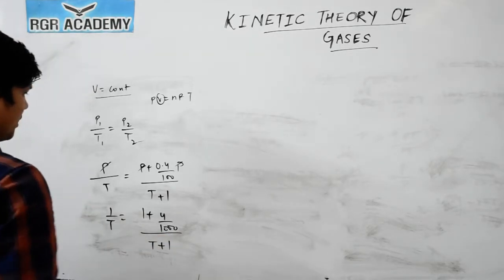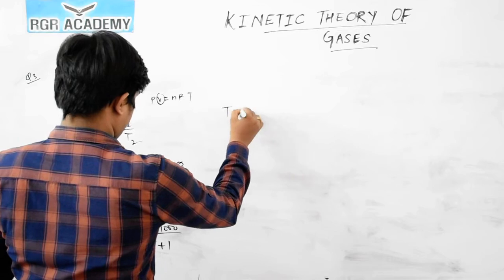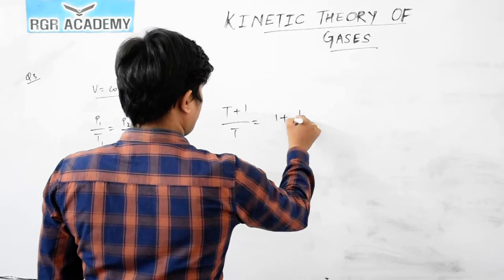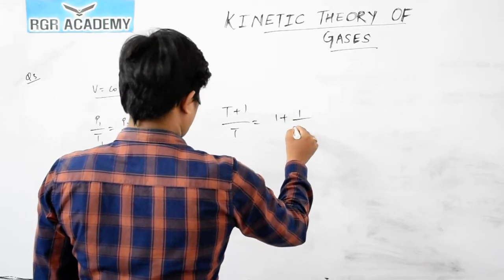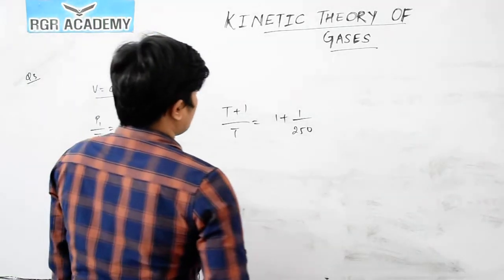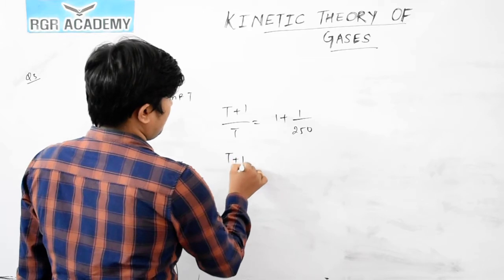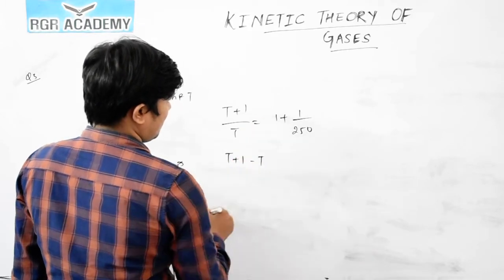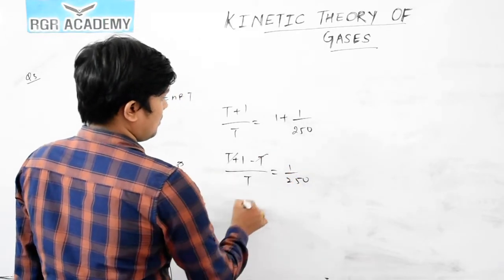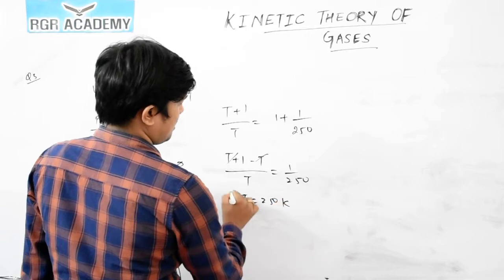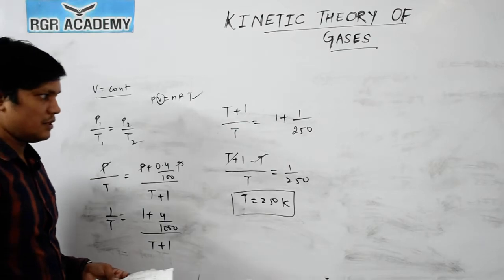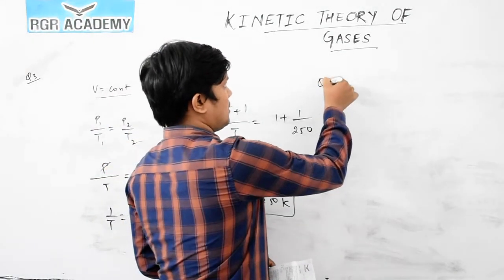Okay, so I will try to solve this. This will be T plus 1 divided by T is equal to 1 plus 1 by 250. Now T plus 1, this 1 I will take this side, divided by T is equal to 1 by 250. This T will cancel out. So T will be equal to 250 Kelvin, because in this equation T is in Kelvin, so the answer will be in Kelvin. So the answer is the third option. Now we will move on to question number 4.